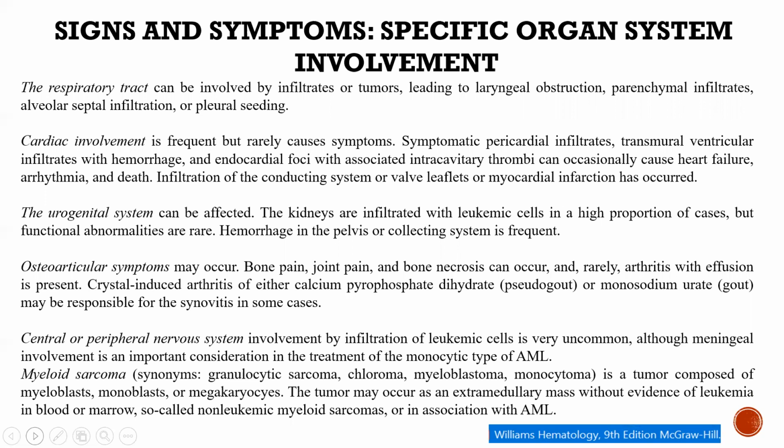The urogenital system can be affected. The kidneys are infiltrated with leukemic cells in a high proportion of cases, but functional abnormalities are rare. Hemorrhage in the pelvis or collecting system is frequent.